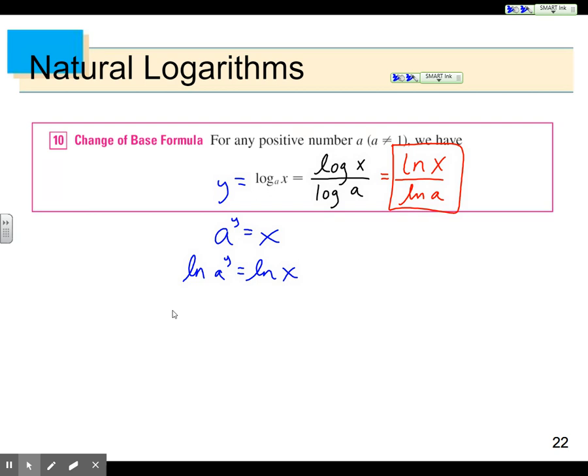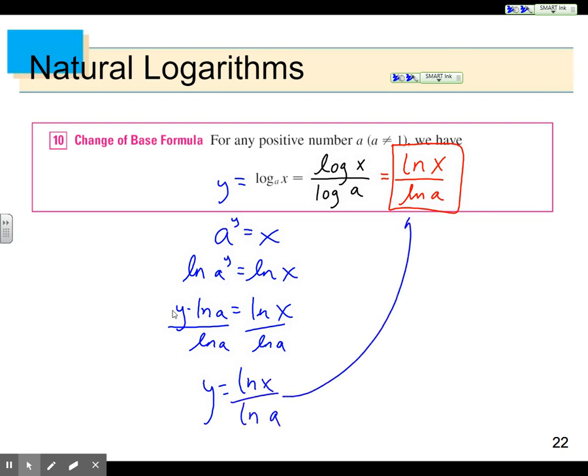And my power rule says that I can drop this y down in front. Sorry, I wrote that a little too quick. And once I do that, I can divide both sides by natural log of a. I get y equals natural log of x over the natural log of a, which is exactly where this came from. So a little bit of extra proof there showing where it came from, but that's the idea.